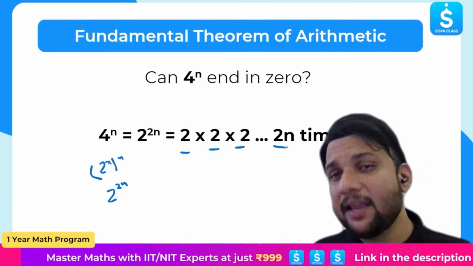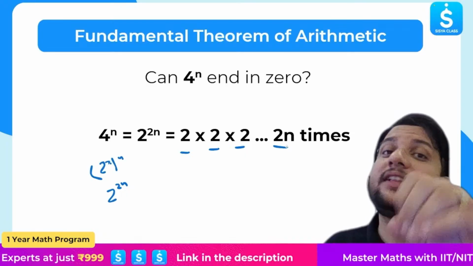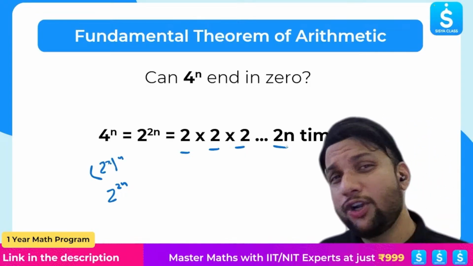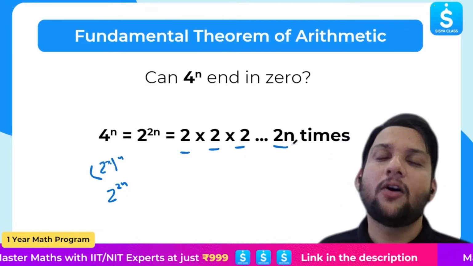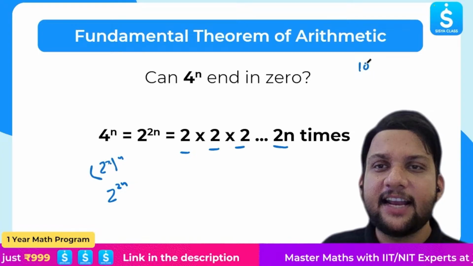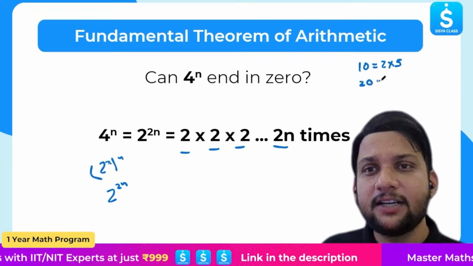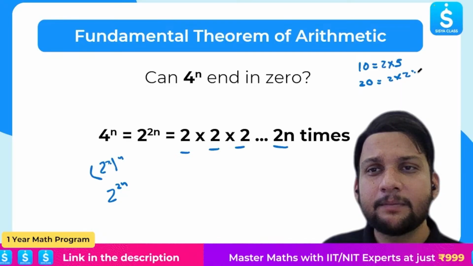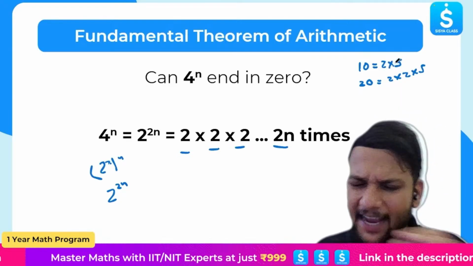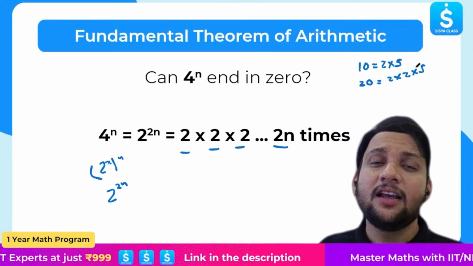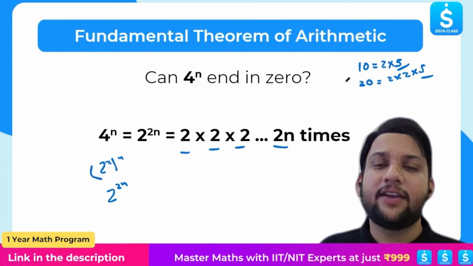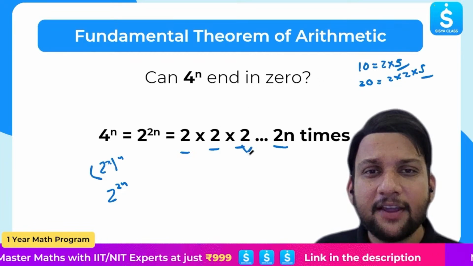Now, students, tell me, if a number has to end with 0, it should have both 2 and 5. Yes or no? Okay, try to visualize it like this. 10, what is it? 2 times 5. So 5 is there. If I say, let's say 20, what is it? 2 times 2 times 5. So if you can see, take any number that ends in 0 and try to prime factorize it, you will always see the number 5 here. But tell me, is the number 5 here?